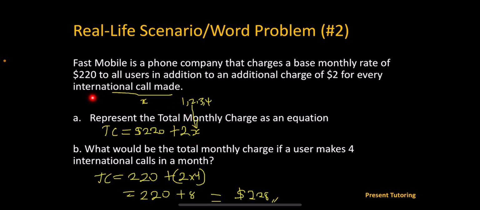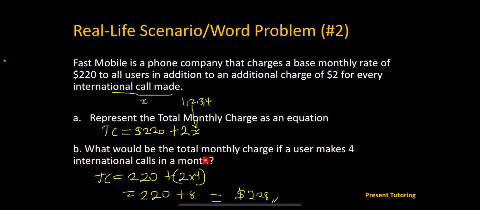So I'm going to represent the number of international calls made as x, which is a variable because it could be any number. It could be 1, 2, 3, or 4. So if I wanted to represent everything as an equation, it would be 220 plus 2x. The 2 came from the cost per international call, and we are representing the number of international calls made as a variable x.